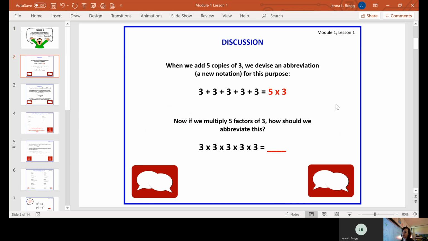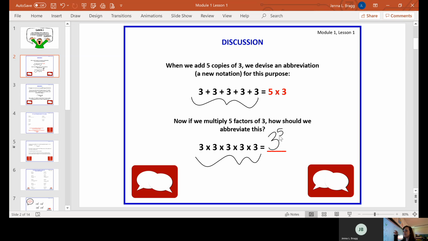So when you learn how to multiply, your teacher probably taught you that multiplication is repeated addition. So instead of having to write out 3 plus 3 plus 3 plus 3 plus 3 plus 3, you can multiply 5 times 3 because you're adding 5 sets of 3. The same concept applies to exponents, except now we're multiplying 5 sets of 3. So what this looks like is 3 to the 5th power.